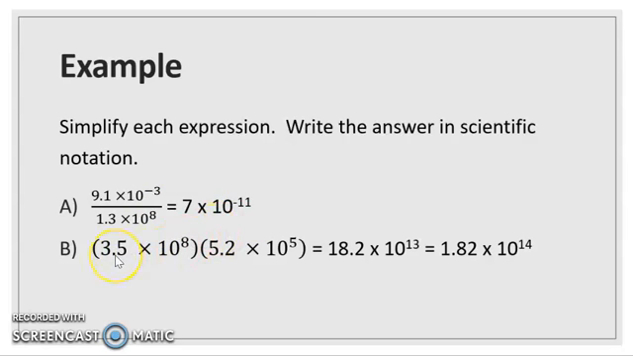In part B, I have 3.5 times 10 to the 8th times 5.2 times 10 to the 5th. So all I do is 3.5 times 5.2 is 18.2. 10 to the 8th times 10 to the 5th is 10 to the 13th because I add the exponents. Then I just need to adjust 18.2 to be in proper scientific notation. I move the decimal place once, and then I go up by 1 on my power.